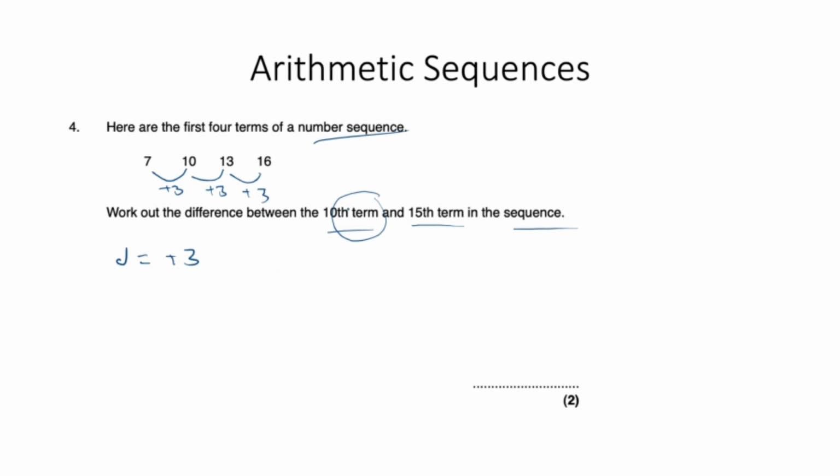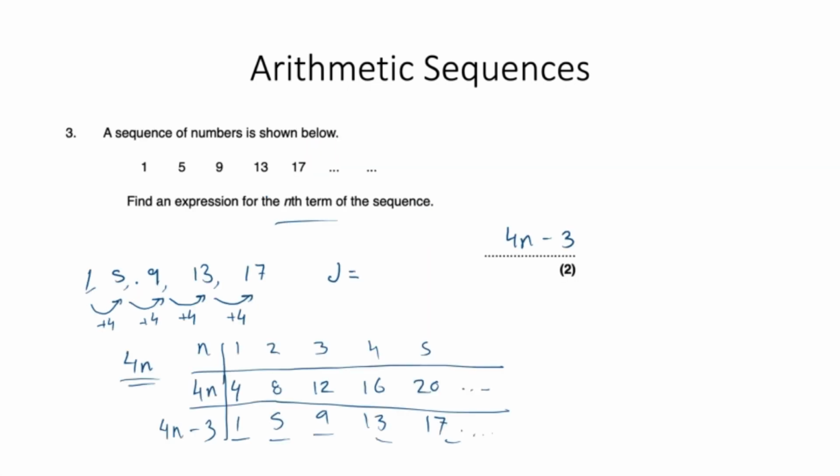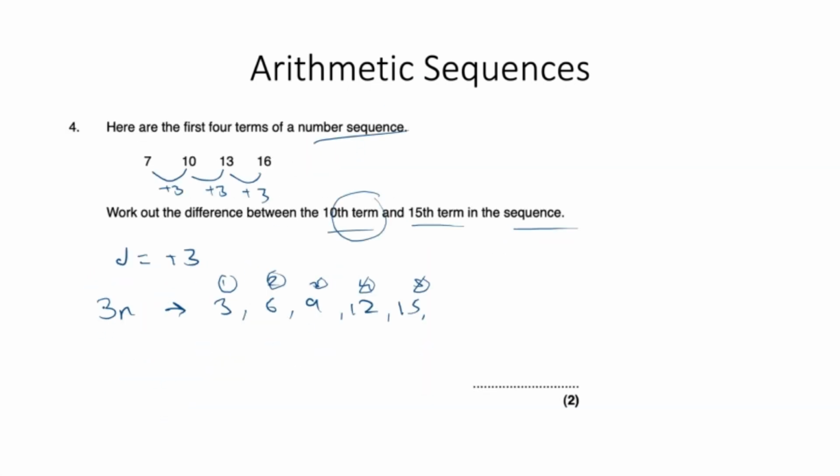Now, in order to find the 10th term and the 15th term easily, you have to first find the nth term. So since we have 3 as a common difference, we're going to put 3 before the n. The sequence for 3n would be 3, 6, 9, 12, 15 and so on. Okay, first term, second term, third term, fourth term, fifth term. Okay, just like before. Now, since these are not identical, 3, 6, 9, 12, 15 is not the same as 7, 10, 13, 16, we're going to have to compare.